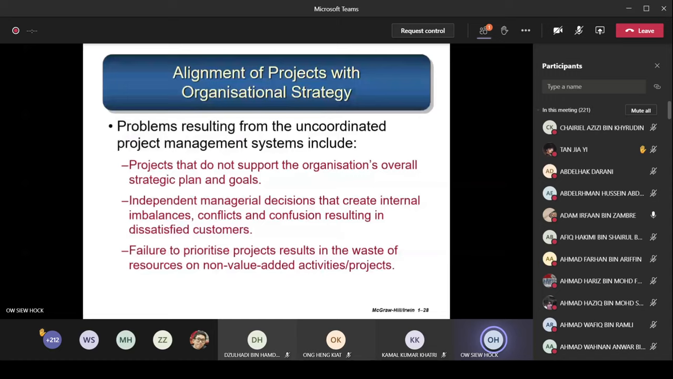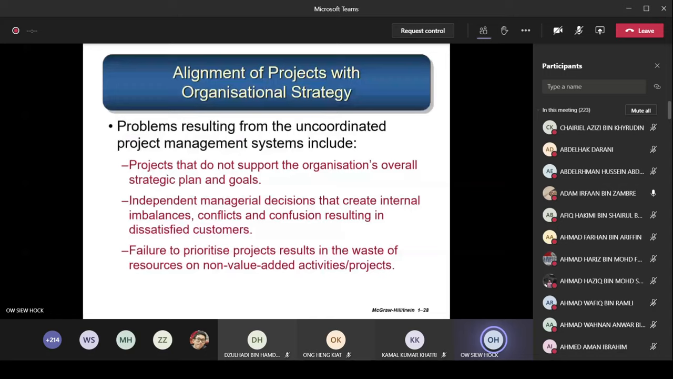Independent managerial decisions create internal imbalances, conflicts, and confusion, resulting in dissatisfied customers. Because it's independent, you do your thing, I do my thing, so you don't have a kind of team spirit. You don't share what is happening, what you're doing, and whether it is contributing to the success of the company. What you're doing may be a yes for the company, while another project is a no. So you cannot do it independently. You have to tell each other and coordinate, say what you're doing and what I'm doing, because they are interrelated, and then what you achieve is towards the organization strategy and the goal of the company.